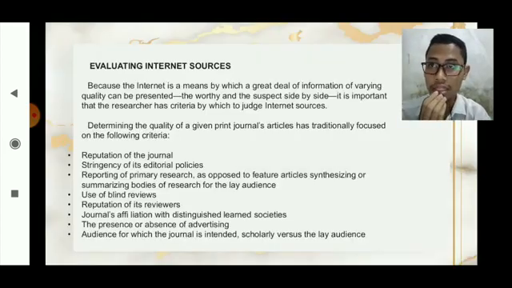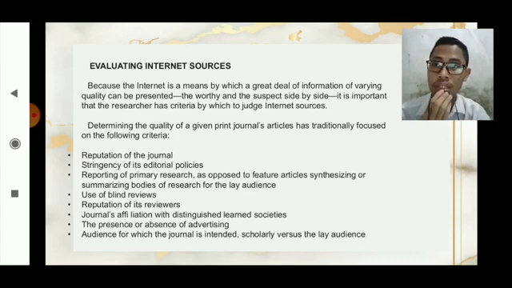And the next is evaluating internet sources. Because the internet is a means by which a great deal of information varying in quality can be presented, the worthy and suspect side by side, it is important that the researcher has criteria by which to judge the internet source. Determining the quality of a given print journal article has traditionally focused on the following criteria.